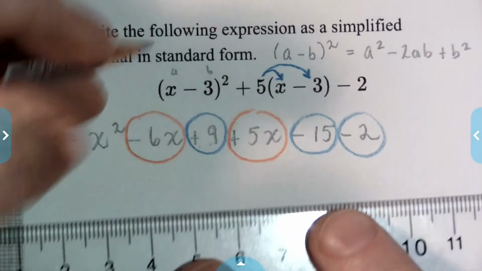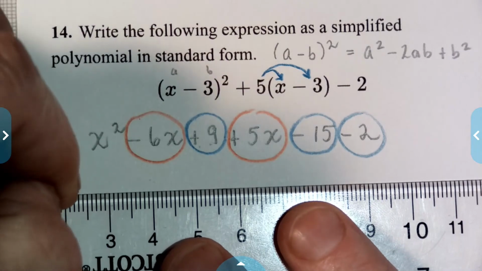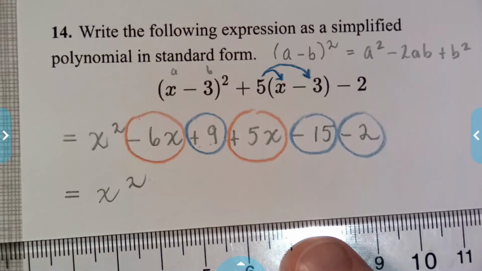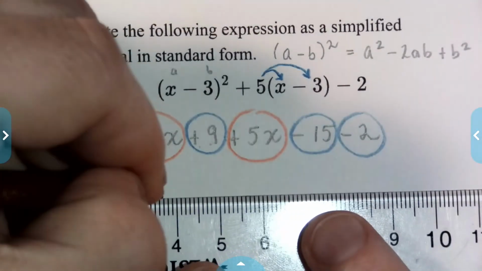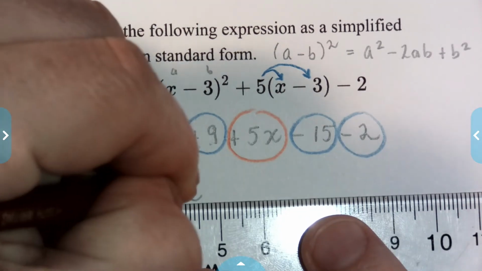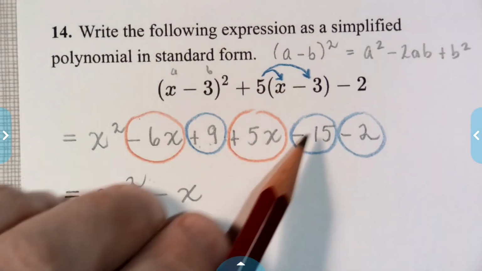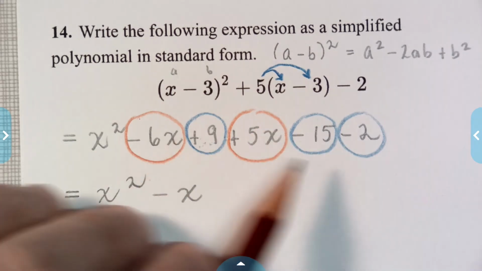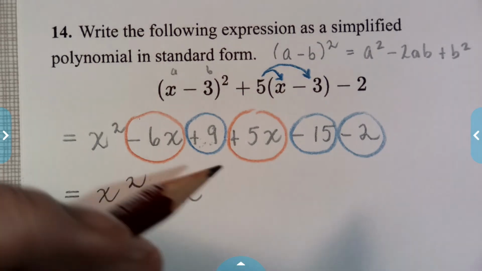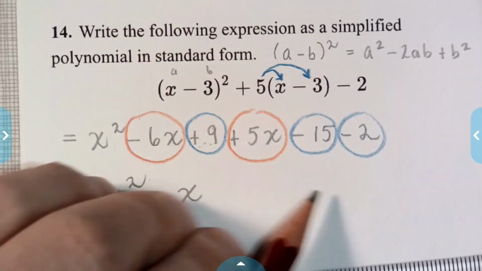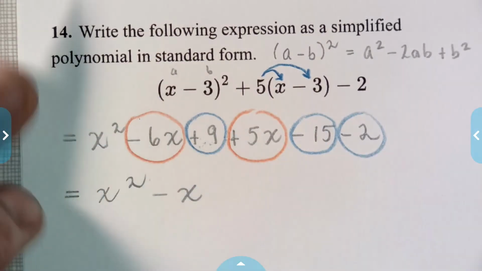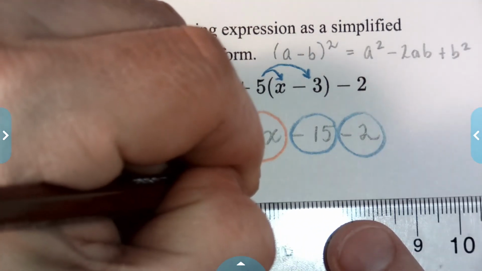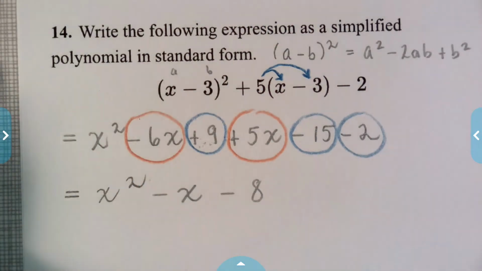We'll check our work again, but just doing it in the head there seems right. X squared, and then I'm not going to write minus 1x, I'm just going to write minus x. And then 9, so negative 15 plus 9 is 15 minus 9 with a negative symbol, right? So it's 6, so it's negative 6. And then you take negative 6, subtract 2. So negative 6 minus 2 is negative 8. So this is minus 8. And that's it.